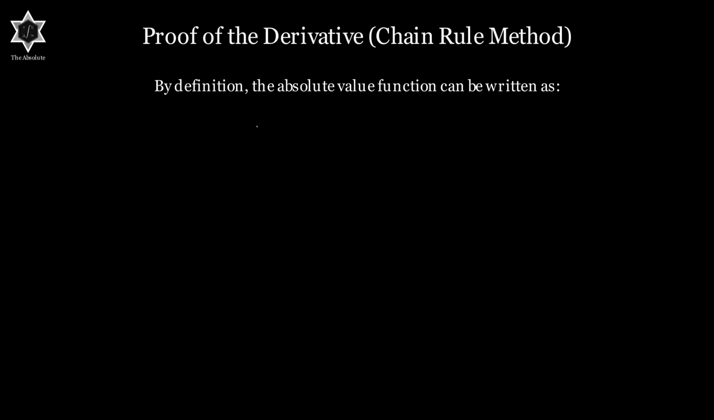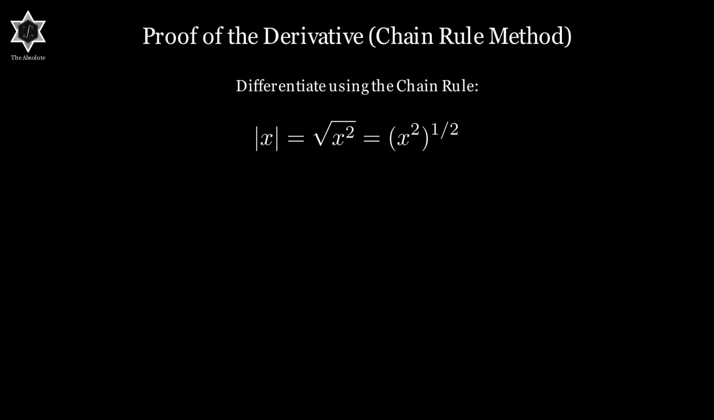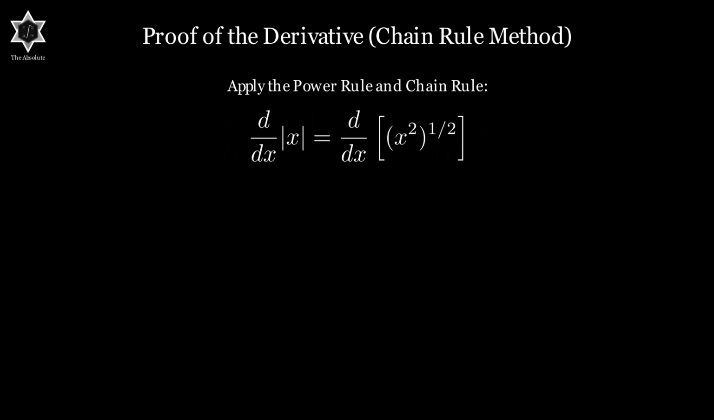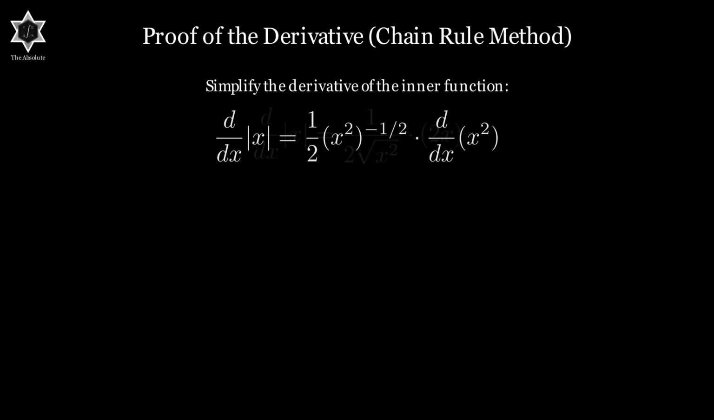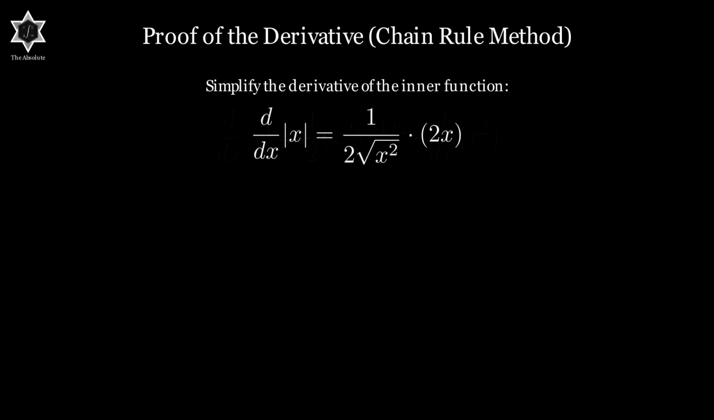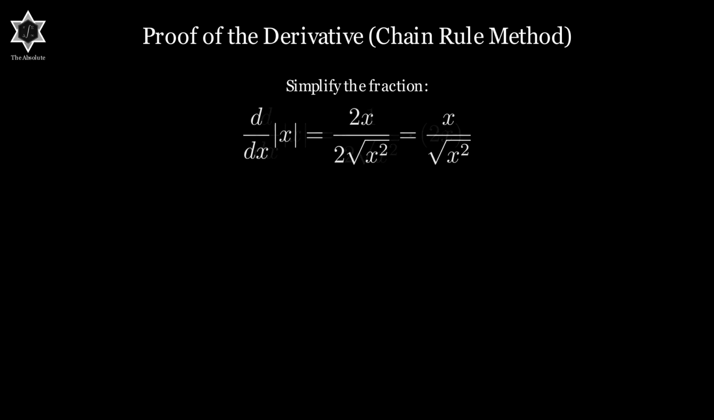By definition, the absolute value of x can be rewritten as the square root of x squared. We differentiate both sides using the chain rule, applying the power rule to the outer square root, and the chain rule to the inner x squared term. The derivative of x squared is 2x, so we substitute that in. Simplifying the constants in the numerator and denominator.